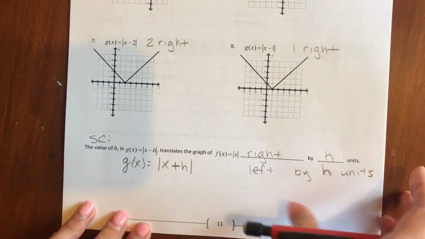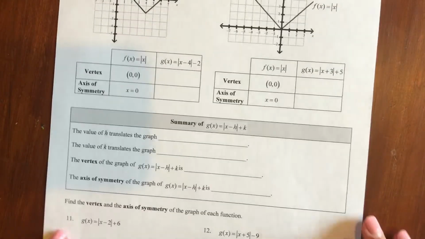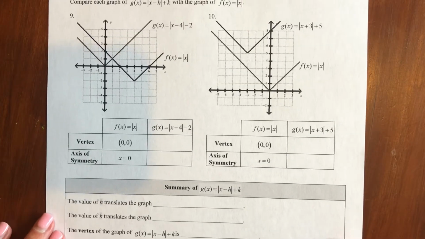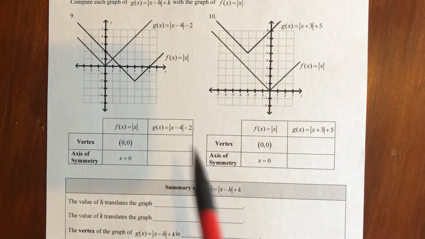Okay, moving on. Next page. Let's put it all together. Let's put these horizontal and vertical shifts all together. So let's look at this example.